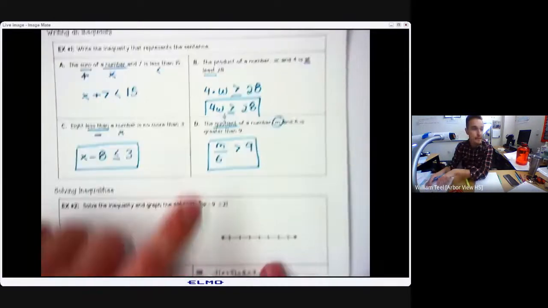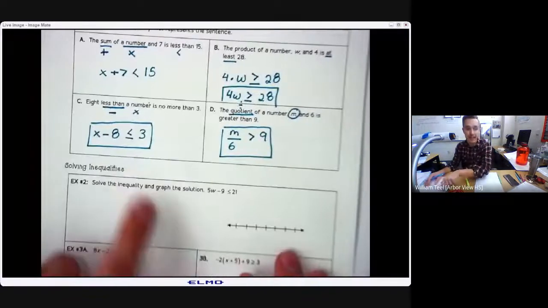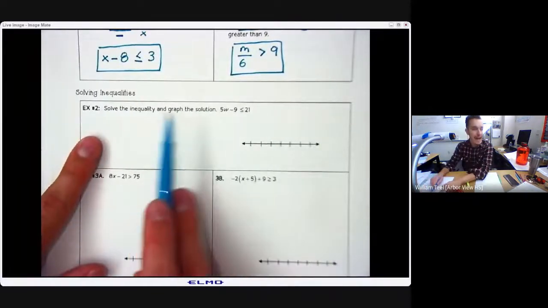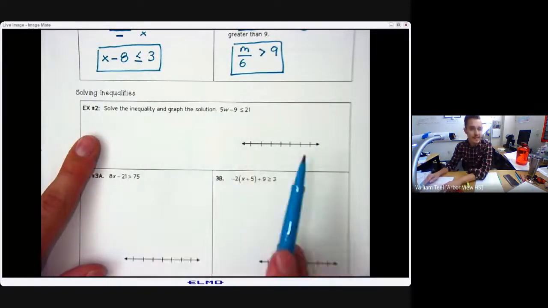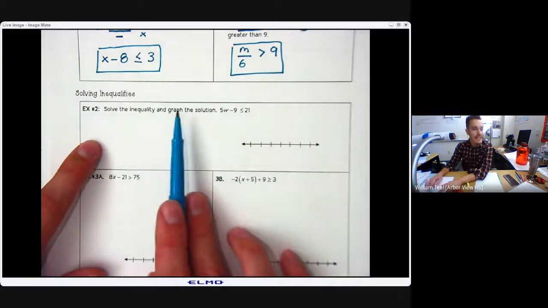All right, let's move on down to example number 2. Now we're going to actually work into solving inequalities. Part of solving inequalities is we're also going to have to graph the solutions. So I'm going to show you how to do that down here. What we're going to do is solve the inequality and graph the solution.